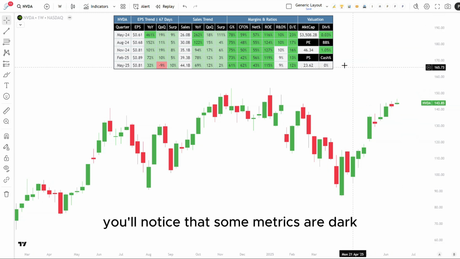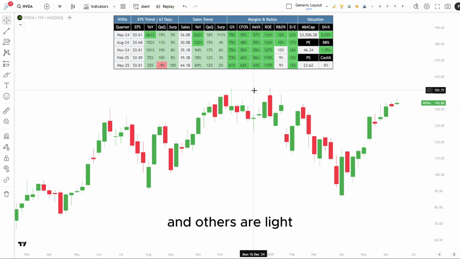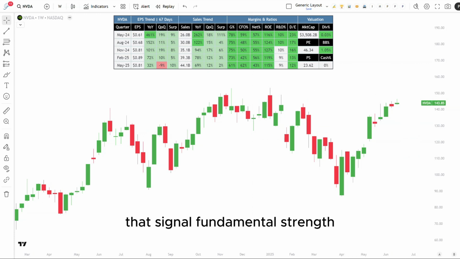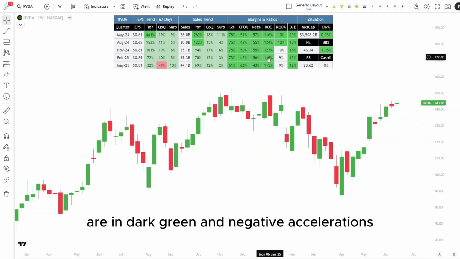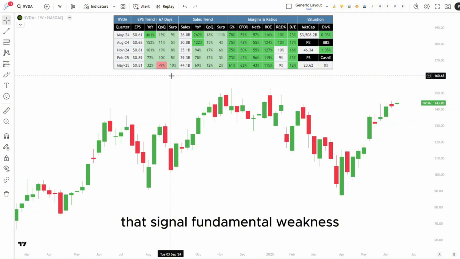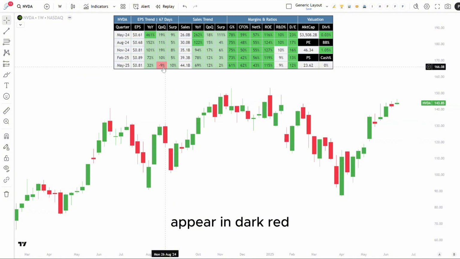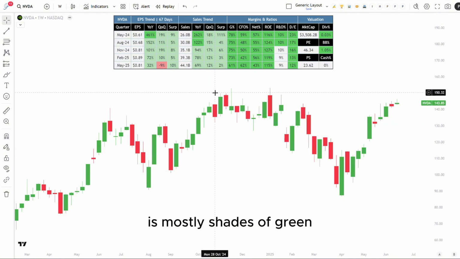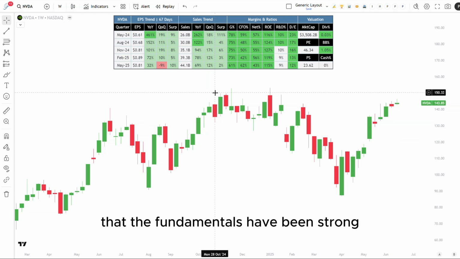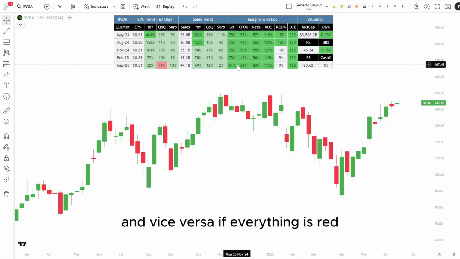You'll notice that some metrics are dark and others are light. We designed the tool in such a way that positive accelerations that signal fundamental strength are in dark green, and negative accelerations that signal fundamental weakness appear in dark red. If you pull up a stock and this table is mostly shades of green, it's safe to assume that the fundamentals have been strong, and vice versa if everything is red.